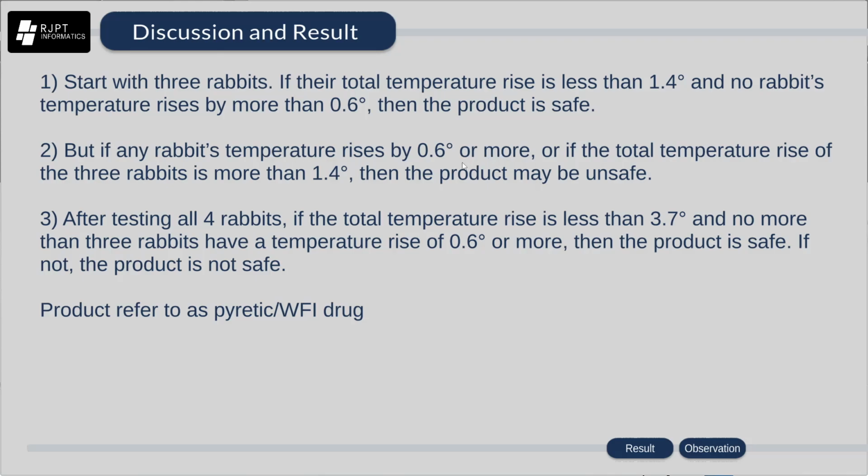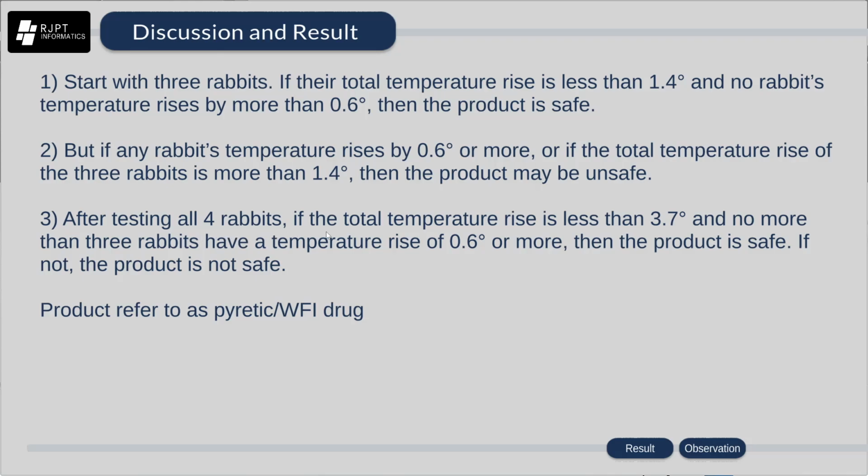But if any individual rabbit's temperature has risen by 0.6 degrees Celsius or more, or if all the rabbits' temperatures total more than 1.4 degrees Celsius, then the product is unsafe. Which means the total of all the three temperatures should be less than 1.4, and the individual temperature of a rabbit should not be raised by this much. And if it is raised by 0.6 for individual rabbits, or the total by 1.4 for all the three rabbits, then the product is unsafe.